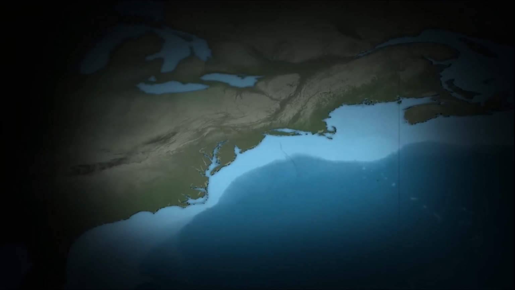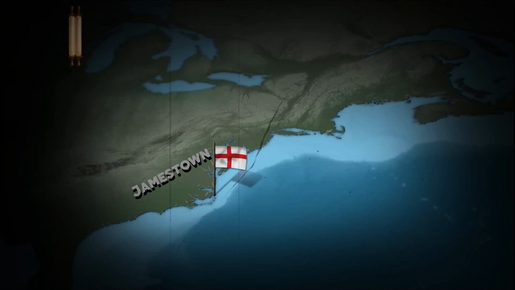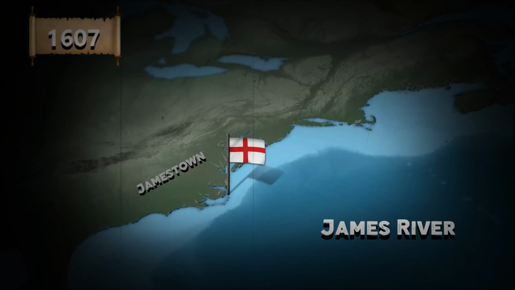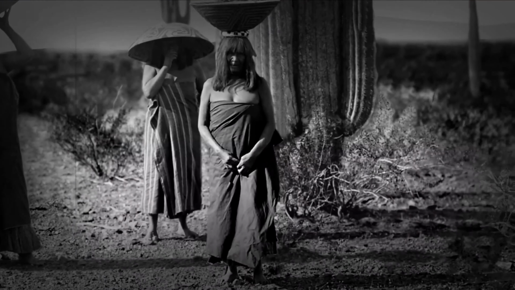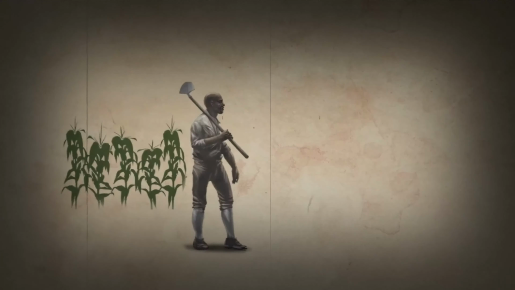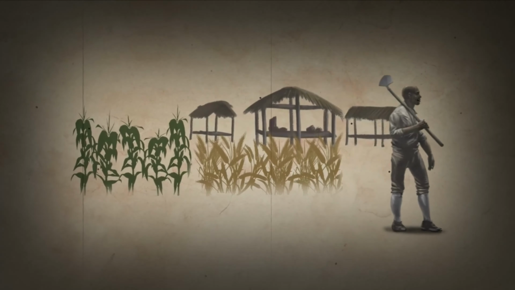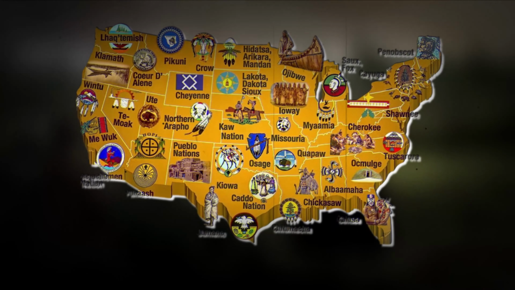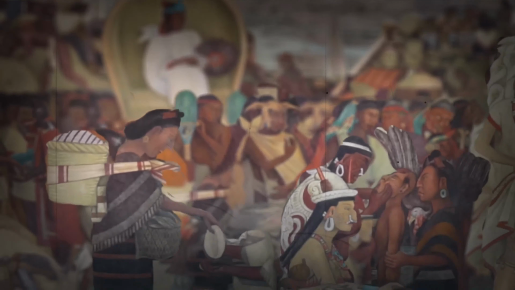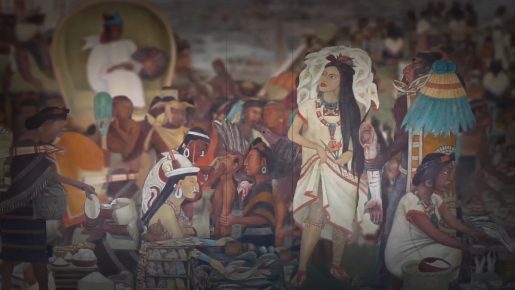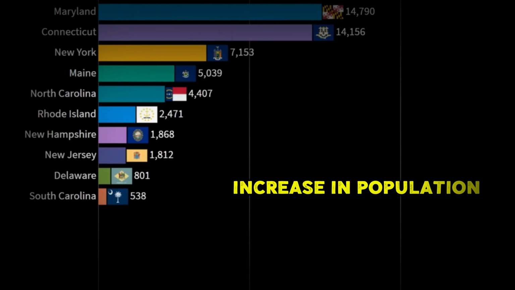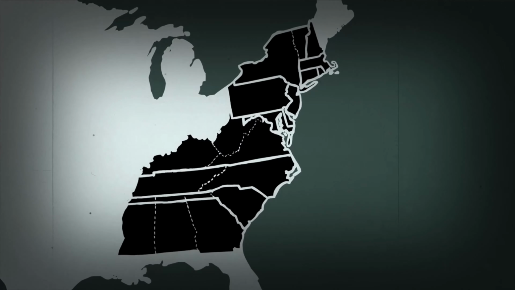The first successful English colony, Jamestown, was founded in 1607 along the James River in Virginia. In the late 17th century, a new influx of settlers arrived, establishing commercial agriculture primarily centered around tobacco cultivation. Despite occasional conflicts with Native American tribes, the colonies experienced rapid expansion as more settlers arrived, leading to a significant increase in population. Each of the 13 American colonies boasted slightly varied governmental structures.